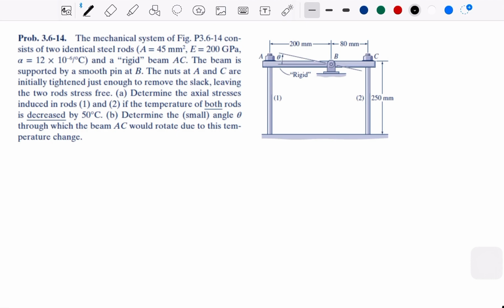another assumption. Okay, the first question: determine the axial stress induced in rods 1 and 2 if the temperature of both rods is decreased by 50 degrees Celsius. Decrease means it's going to be negative. And then determine the small angle through which the beam AC will rotate due to this temperature change. So when the temperature changes, the beam will incline because it will rotate, and you need to observe how small the angle will be.